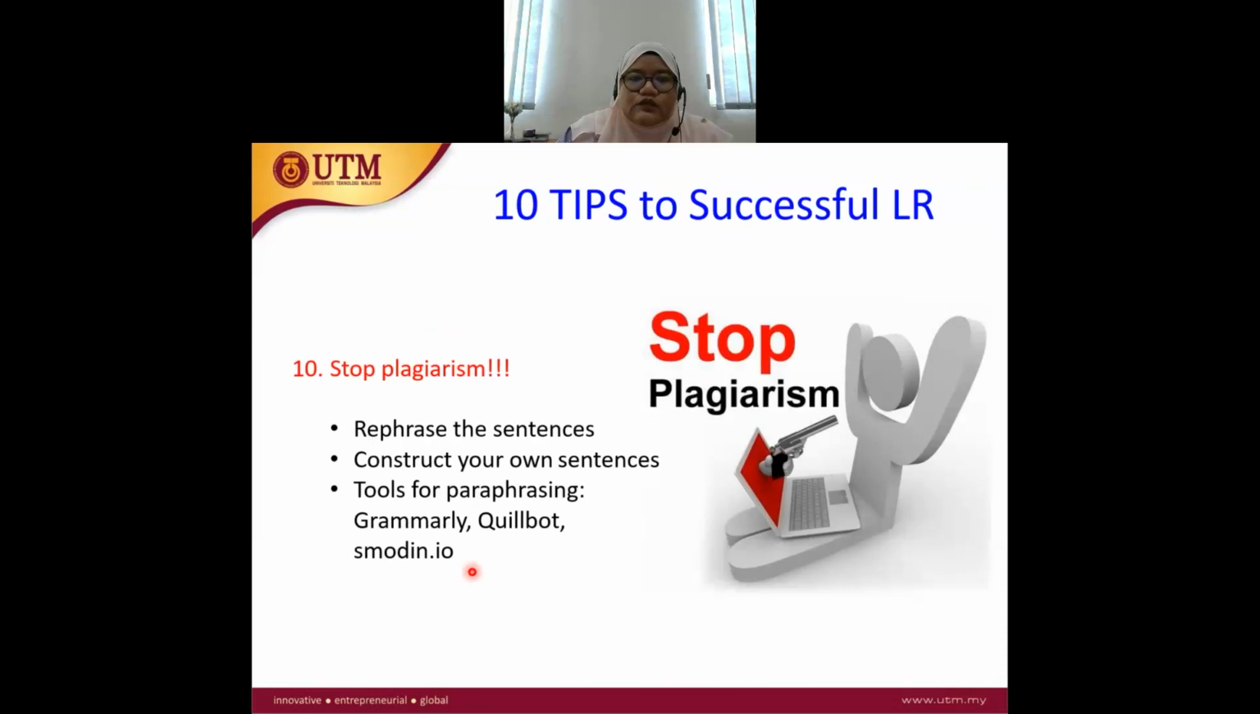Okay, this one is the most important thing: stop plagiarism. I don't want this batch to have a plagiarism issue. So how to avoid plagiarism? You must rephrase the sentences that you find in the journal article or your resources. The important part is rephrase. Or if you are very good in English, you can construct your own sentences, which means you read a lot of resources or journal articles until you can construct your own sentences.